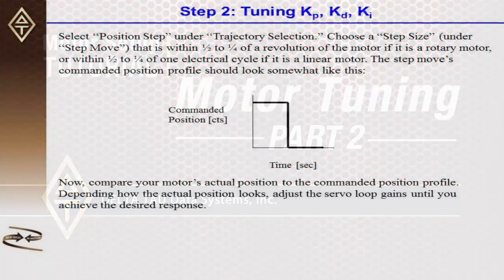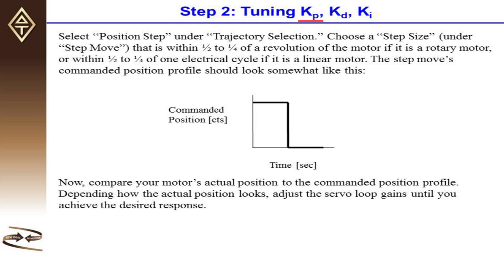For the step response tuning, first add Kp until the motor overshoots and oscillates about the commanded position. Then add Kd to stabilize the motor and dampen the oscillations. Lastly, add Ki in order to drive the steady state error to zero if body forces such as gravity or friction are affecting your system. Not all systems need Ki.